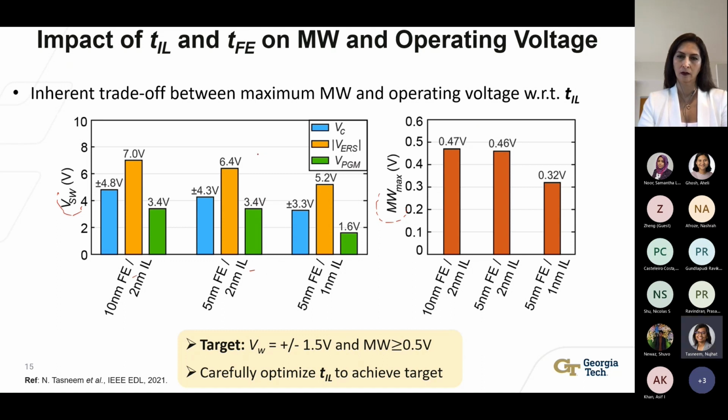So this bar chart indicates that the operating voltage, however we define it, decreases as we decrease the interfacial layer thickness. However, at the same time, the memory window also decreases if the interfacial layer thickness is decreased. So this indicates that there is an inherent trade-off between the maximum memory window and operating voltage with respect to the interfacial layer thickness. So if we want to achieve our target for embedded application, we need to carefully optimize the interfacial layer thickness, keeping in mind that there is a trade-off between the memory window and the write voltage.